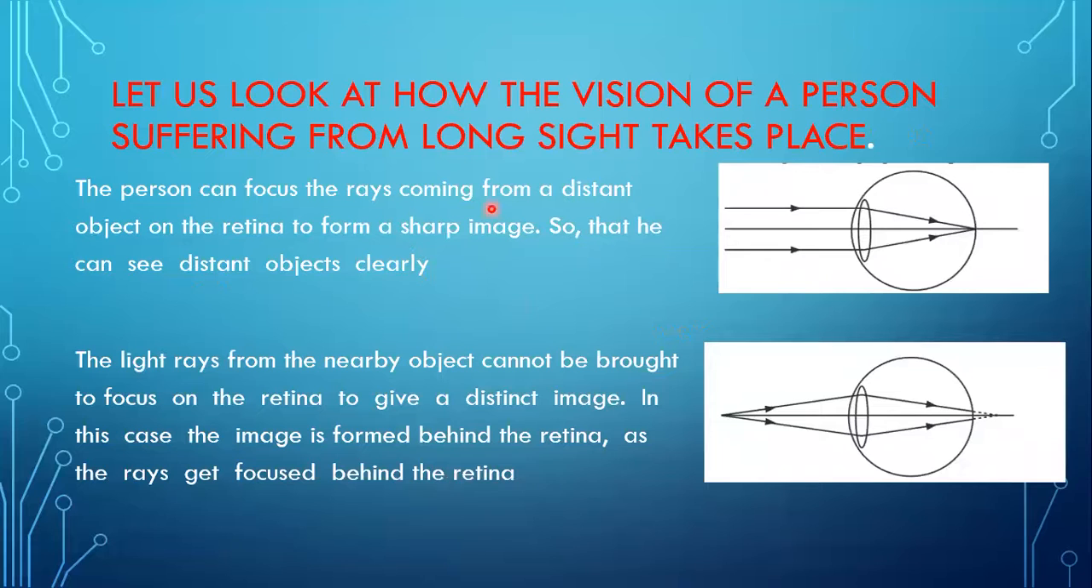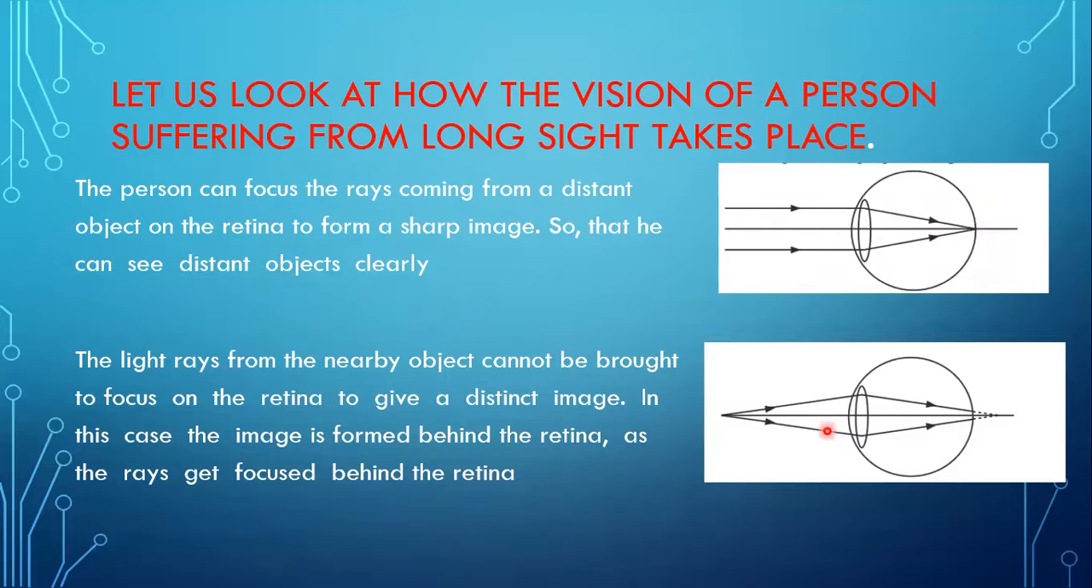Let us look at how the vision of the person suffering from long sight takes place. The person can focus the rays coming from a distant object on the retina to form a sharp image so that he can see distant objects clearly. This is the healthy eye. You can see a picture of a healthy eye.